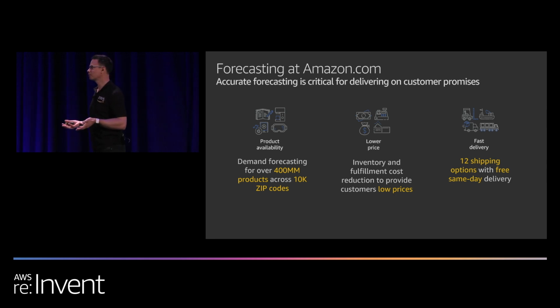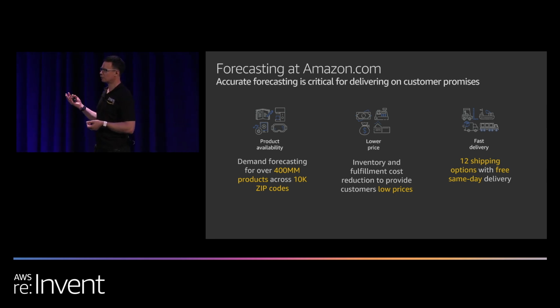And that's the same with lower prices. How are we going to deliver lower prices if we over-store our inventory or if we store inventory in the wrong locations? Which brings us to the last part as well. How do we do fast delivery? Well, it's super important that we know where and when to store the right inventory for the right customer base. So we had to get good at this.